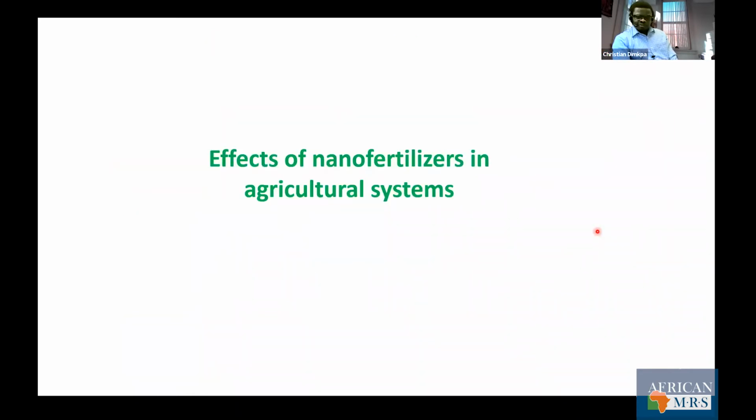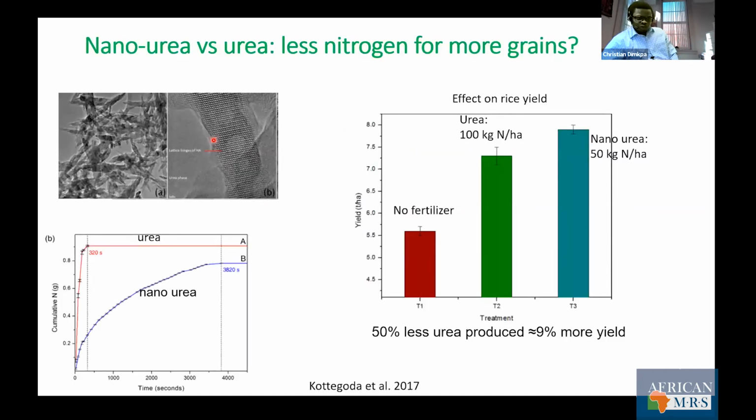So let's look at some effects of nanofertilizers in agricultural systems. This was the nano urea I showed you the last time, where you have the improved controlled release of the nitrogen from the nano urea compared to the plain urea. When this fellow tested this in the crop, this is rice, you see the effect on rice yield. This is no fertilizer, and this is urea at 100 kilograms nitrogen per hectare, and this is the nano urea here at 50. So half the rate was used here, and you see an effect.